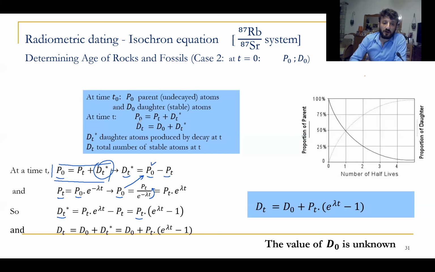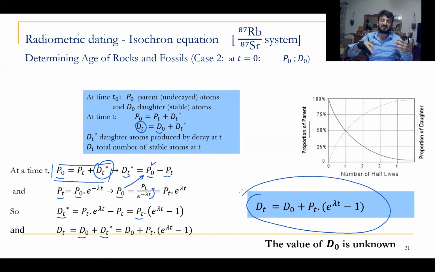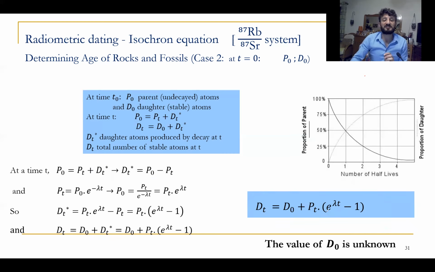Also, we take now this relation: Dt equals D0 plus the calculated value Dt*. We get finally this relation. Simply, it's a relation between the number of stable atoms at a time t and the initial number of stable atoms plus the number of parent atoms times exponential lambda t minus 1. This equation is called the Isochrone Equation.